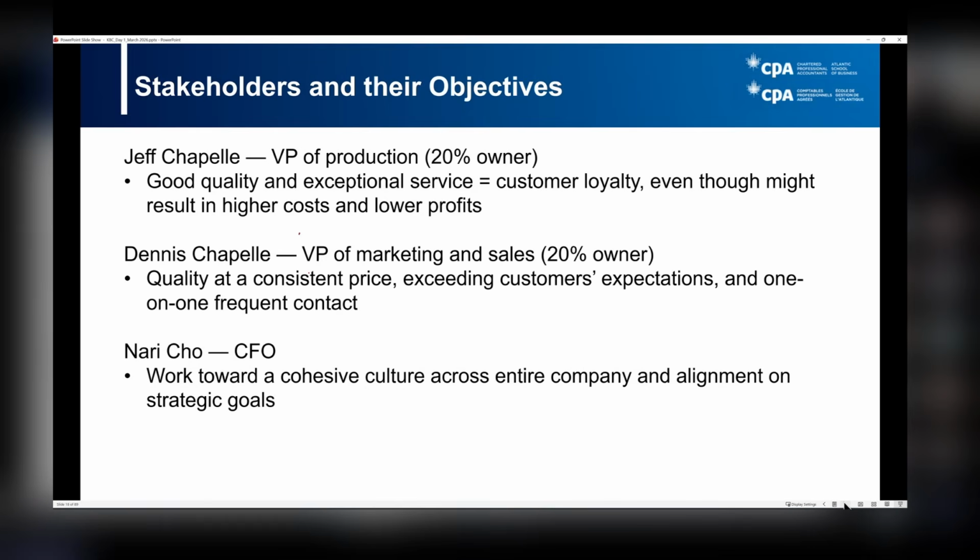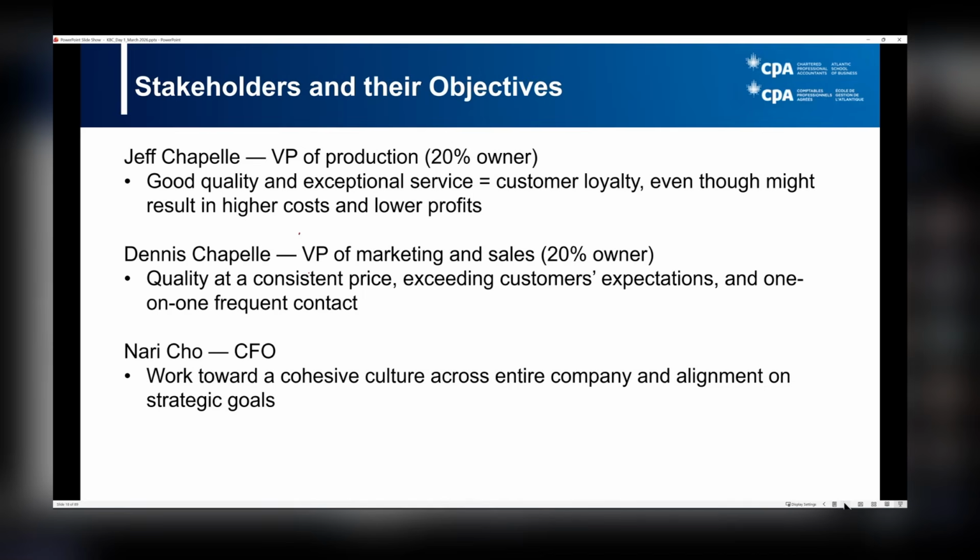We have Jeff. Jeff is the VP of production, and he is a 20% owner. And his emphasis and his focus is on good quality and exceptional service. He feels that that leads to customer service. And you know what? Even though it might result in higher costs and lower profits, he's okay with that.